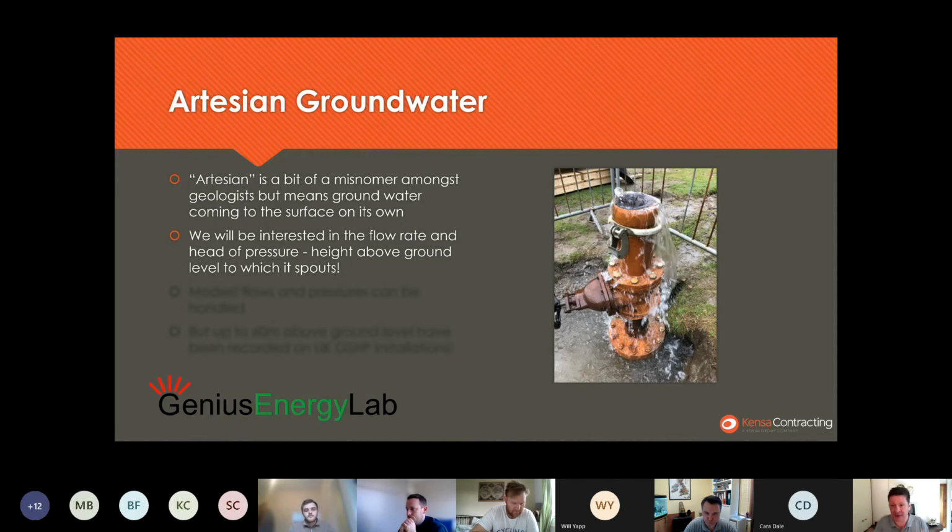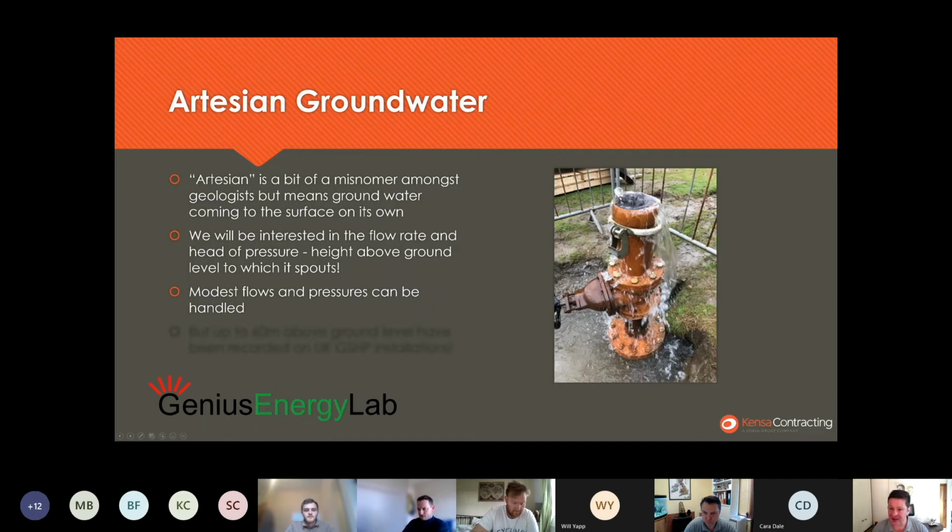As that water is coming up out of the ground, it can be washing out the sides of the borehole. So you could have subsidence problems in extreme circumstances. So all sorts of things it can cause problems with. Modest flows and pressures can be handled, and a very simple way of handling it is just like you see here with this water well.